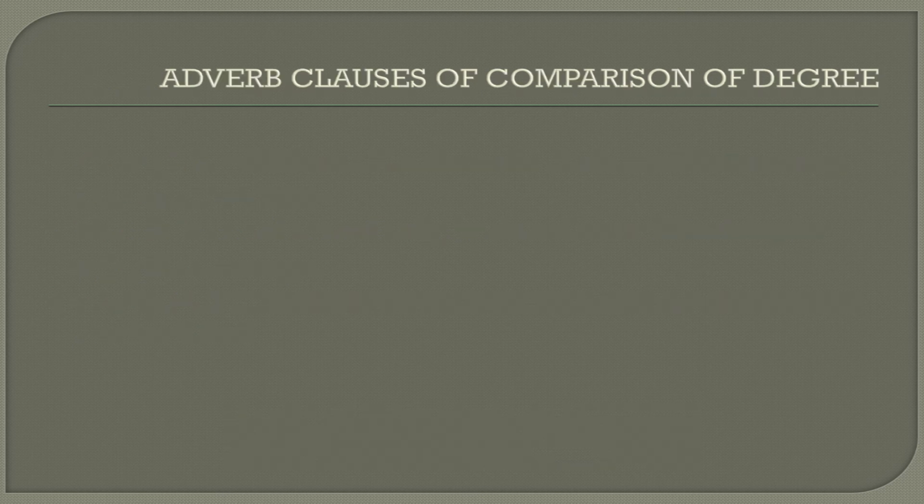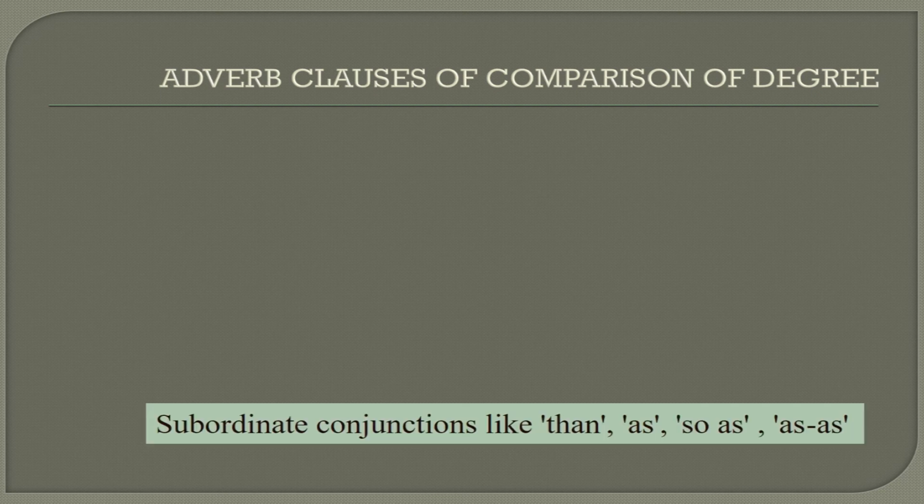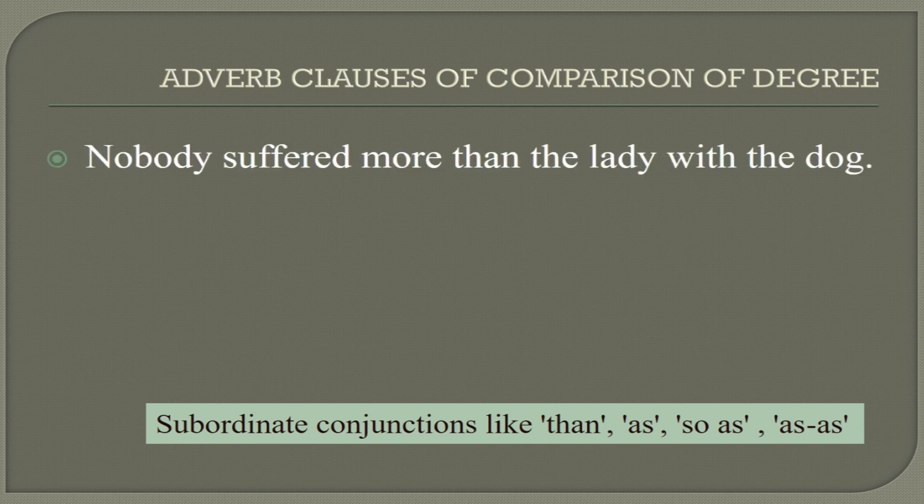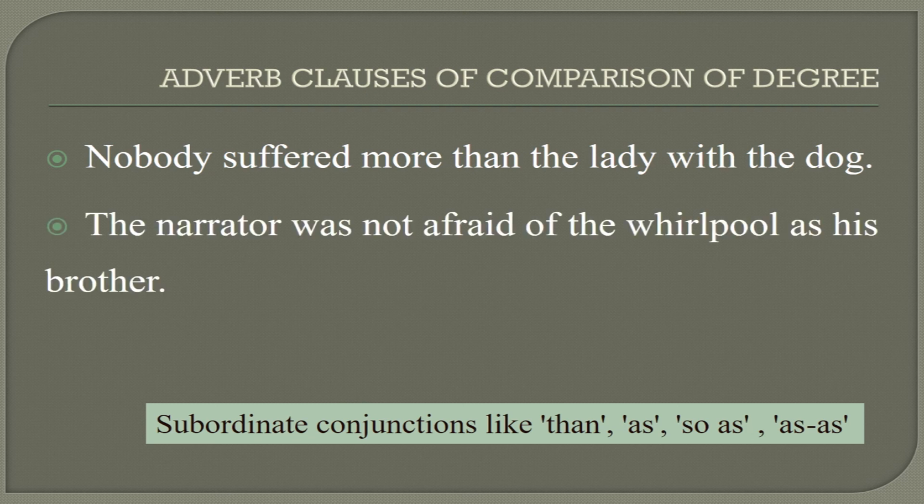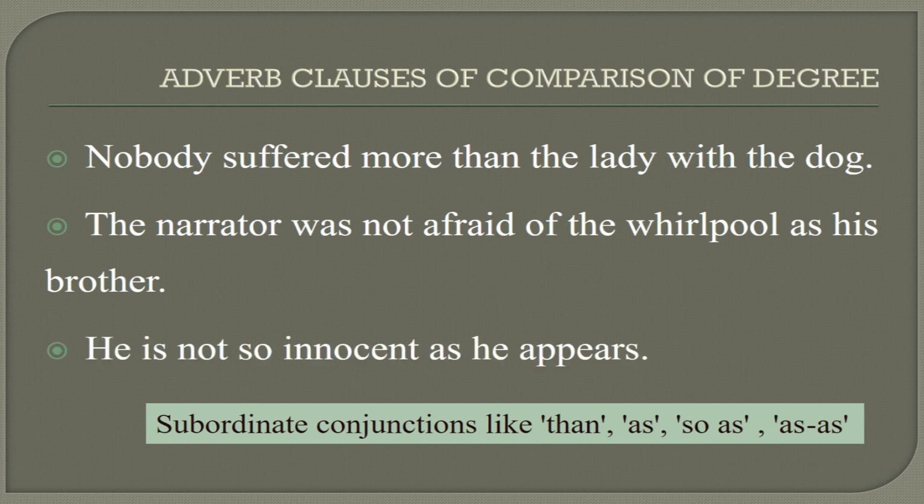Adverb clauses of comparison of degree. They are introduced by the subordinate conjunctions like than, as, so as. For example, nobody suffered more than the lady with the dog. The narrator was not as afraid of the whirlpool as his brother. He is not so innocent as he appears.